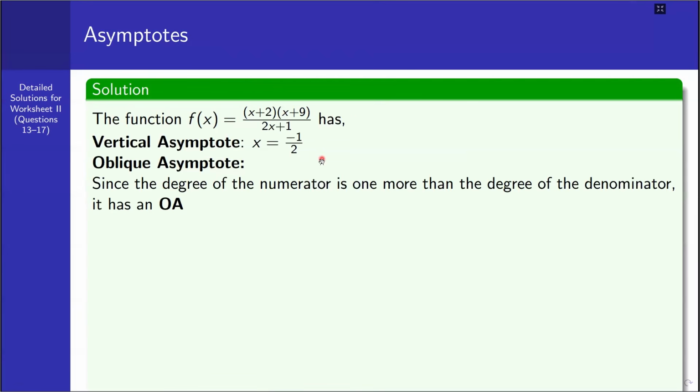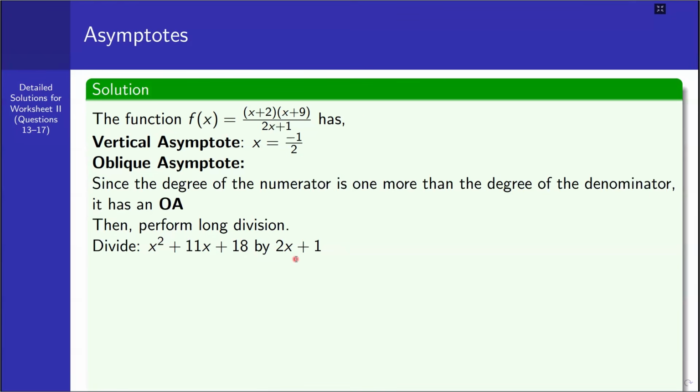So, since the degree of the numerator is 1 more than the degree of the denominator, it has an oblique asymptote, and this oblique asymptote is obtained by applying the long division method. So when we divide x squared plus 11x plus 18 by the denominator, 2x plus 1, for example, first we divide the leading term x squared by the leading term of the divisor. What do we get?